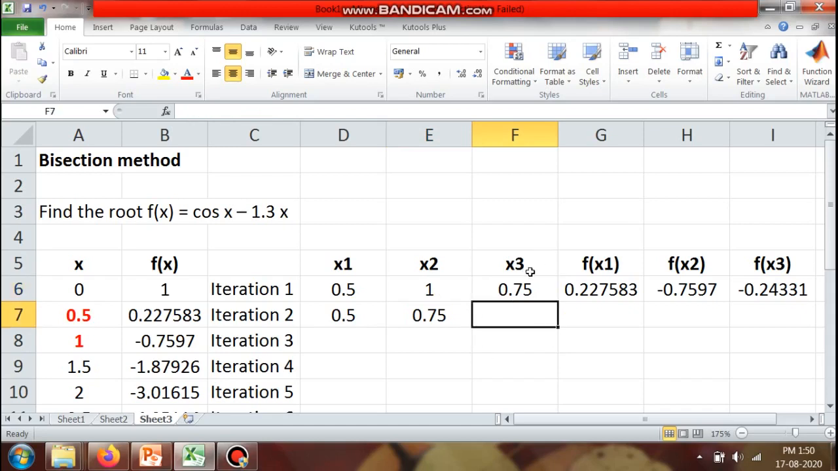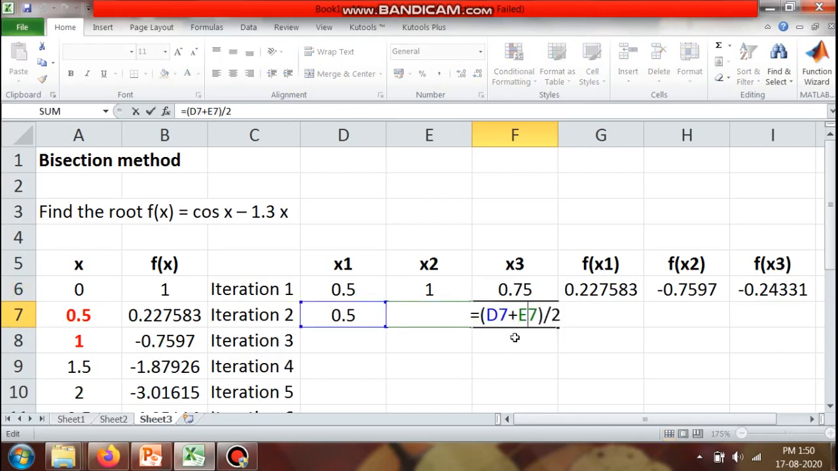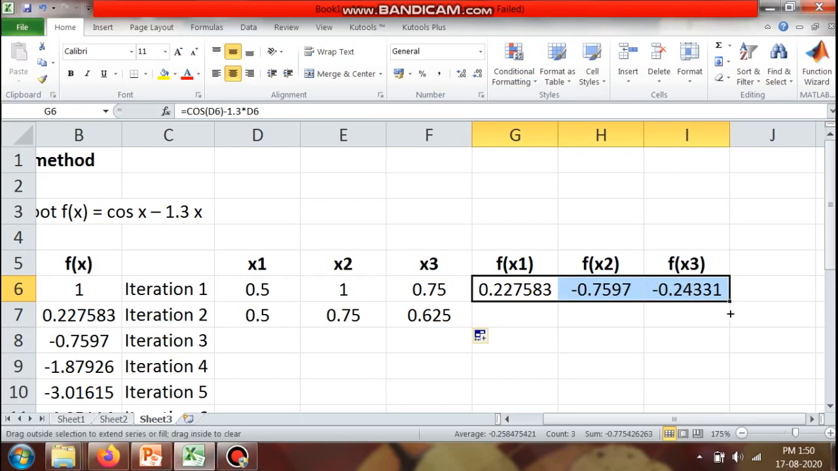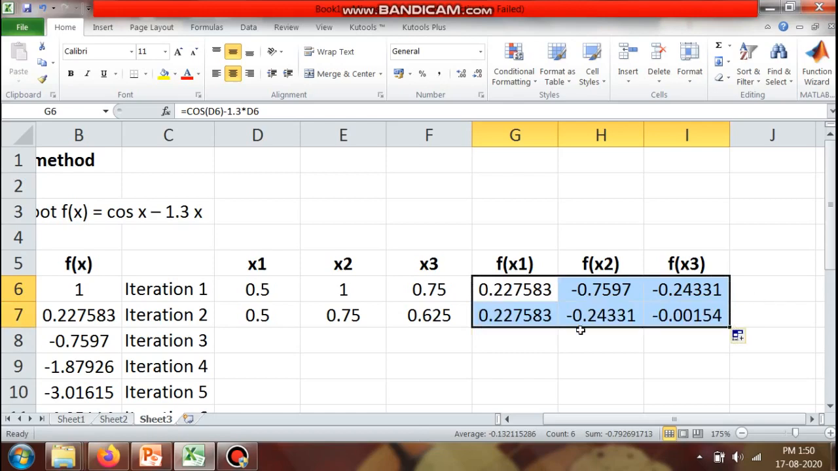So now if you want to find out the value of x3 for the second iteration, you just select this particular cell, go to this corner and just drag it. So you got the midpoint between these 2 points. If you double click on this particular cell, you will find that it has taken the summation of D7, that is 0.5, and E7, which was nothing but 0.75, divided by 2. So now we have to find out the values of f of x1, x2 and x3 for iteration 2. What we will do is we will select these 3 cells at the same time, go to this particular corner and drag down. You will get the respective values.